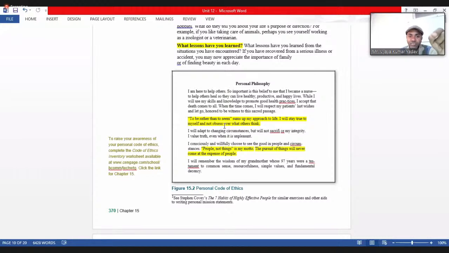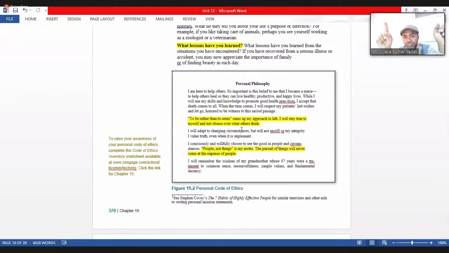To be rather than to seem sums up my approach to life. So this should be your approach to life. If you want to live your life, be honest. Don't seem to be honest. Similarly, be courteous, don't seem to be courteous. Be wise, don't seem to be wise. To be rather than to seem sums up my approach to life. I'll stay true to myself. You always be true to yourself and not obsess over what other people think. Leave that. You be true to yourself.